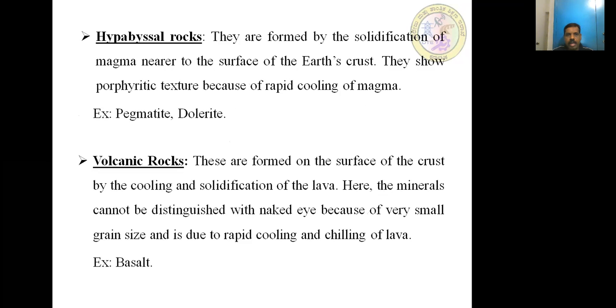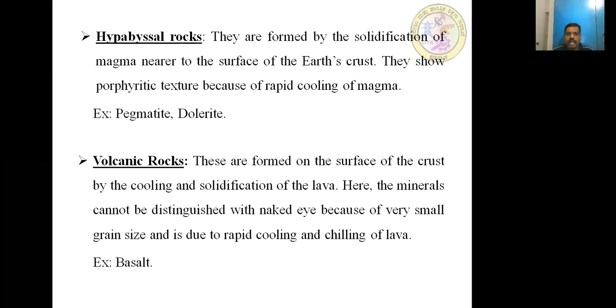So next one is hypabyssal rocks. Hypabyssal rocks are formed by solidification of magma near the surface of the earth crust, or we can say at lesser depth. These rocks are formed at lesser or shallow depth. They show porphyritic texture because of rapid cooling of magma. Examples are pegmatite and dolerite.